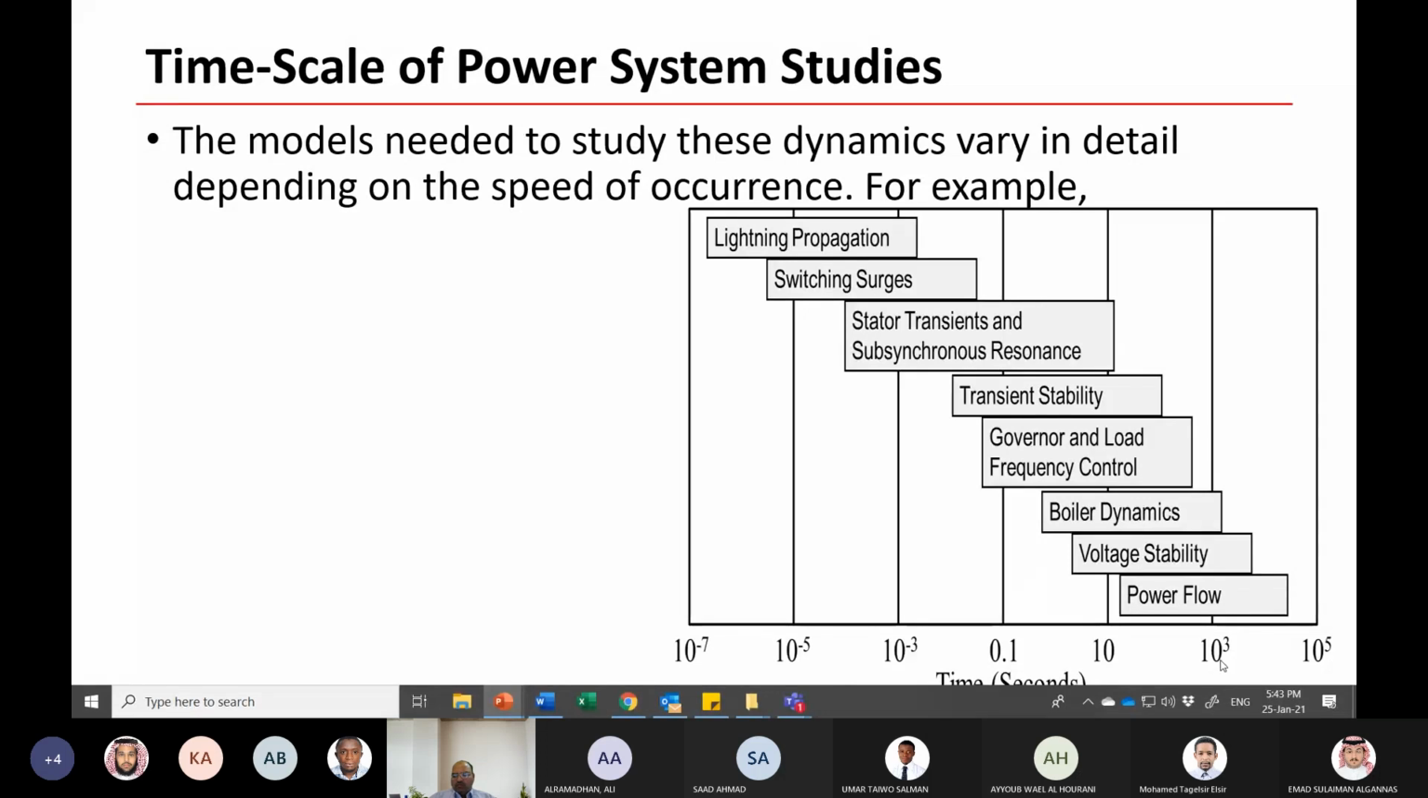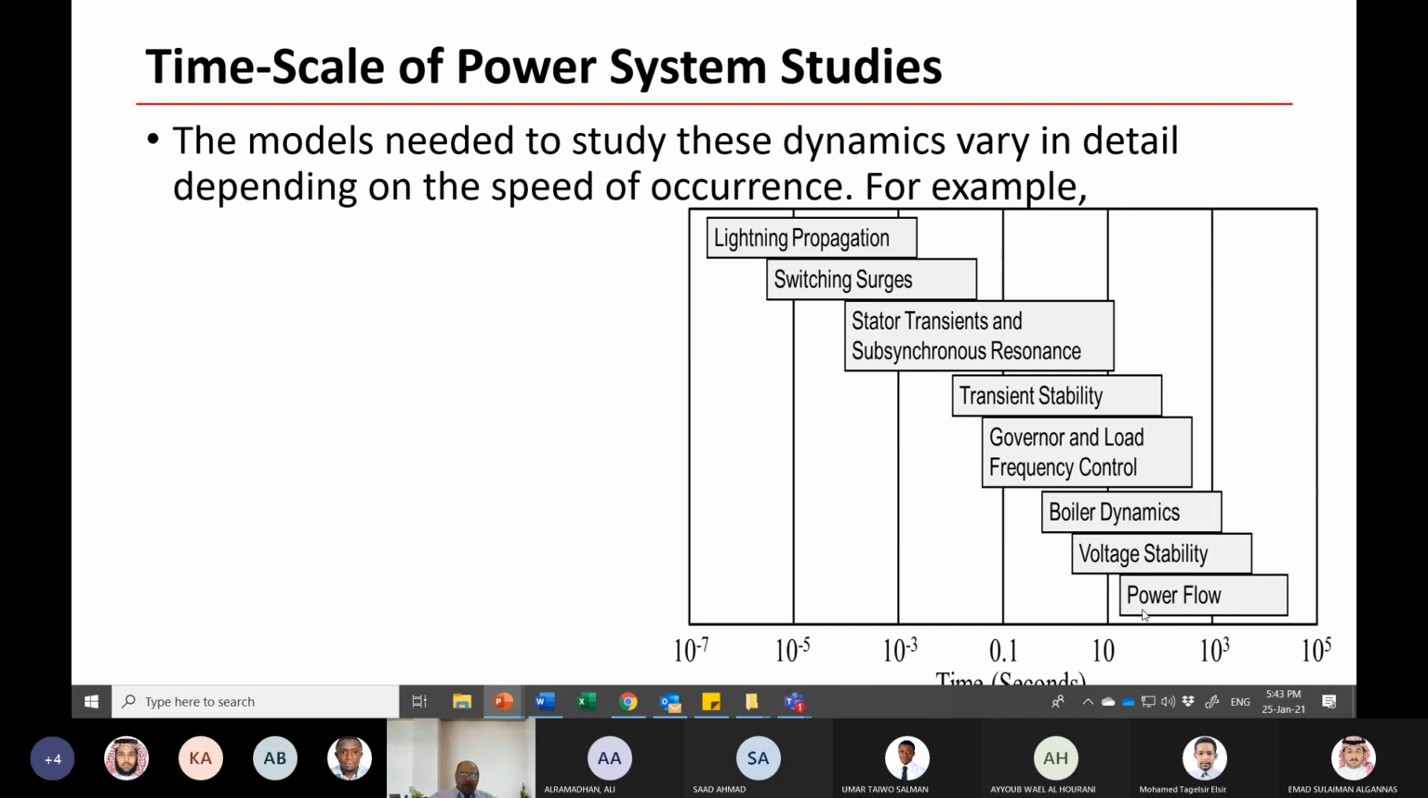So this time frame comes to 1000 seconds, which is about 6 minutes or so, more than 6 minutes, definitely. Oh, this is the steady state phenomena here. This is the almost steady state.